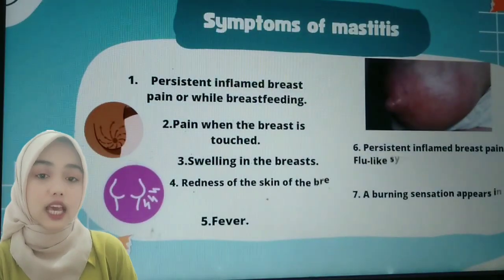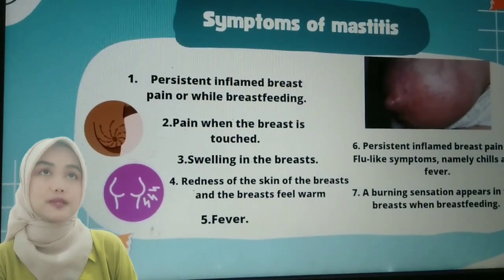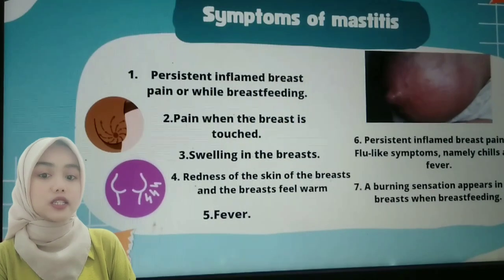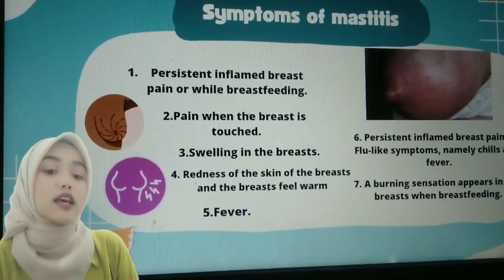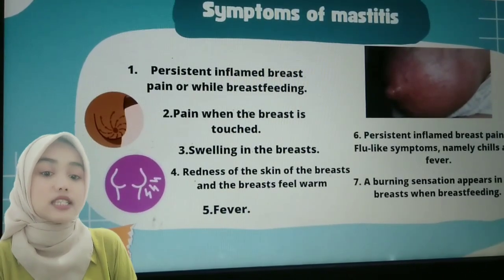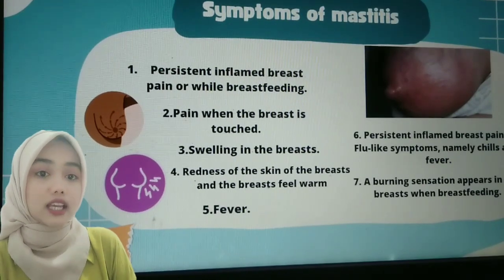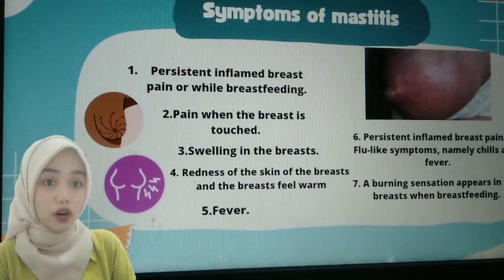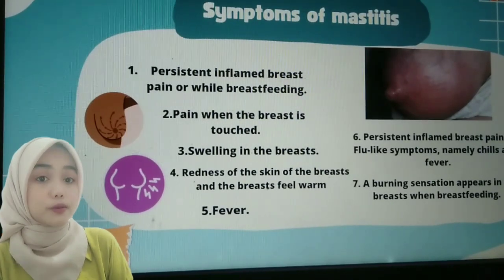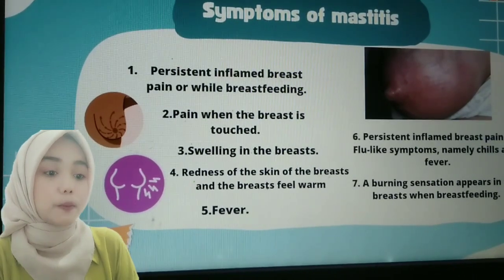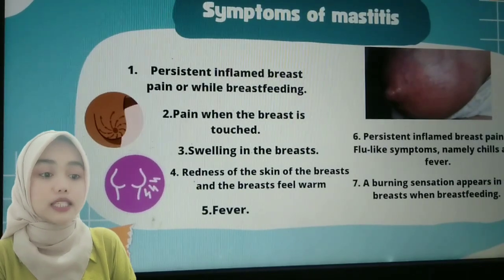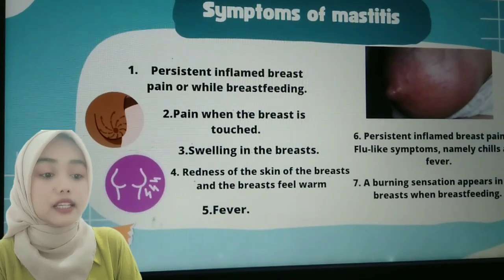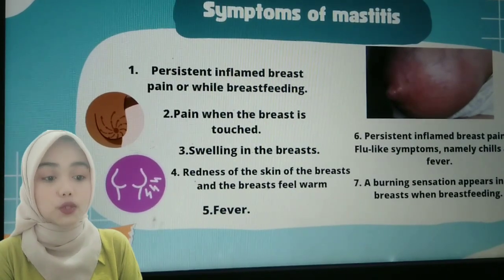And the next point is symptoms of mastitis. The symptoms of mastitis, the first, is persistent inflamed breast pain, or pain while breastfeeding. The second, pain when the breast is touched. The third, swelling in the breast. Fourth, redness of the skin of the breast and the breast feels warm. Fifth is fever. Sixth, flu-like symptoms, namely chills and fever. 7. A burning sensation appears in the breast when breastfeeding.